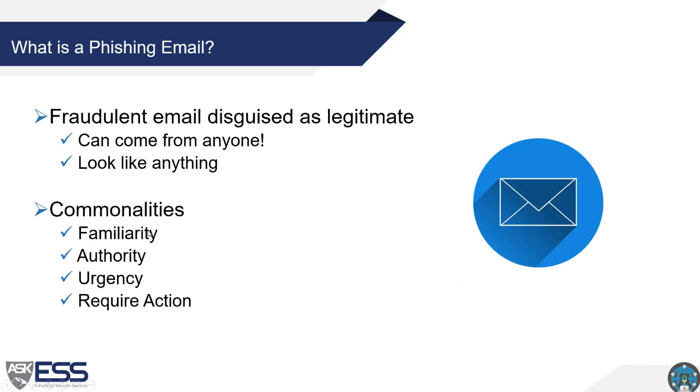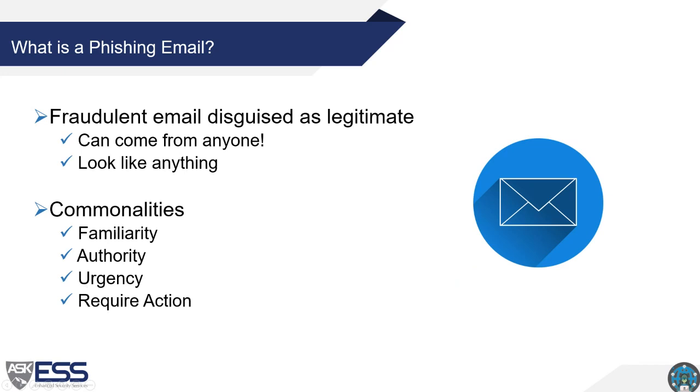Within a phishing email, there's almost always some level of familiarity where they show that they're familiar with you or your organization, or try to play on the fact that you're familiar with them. They'll often use authority: I'm your boss, I'm in a meeting and I need you to do this for me right now. Also urgency: we need this done right away.